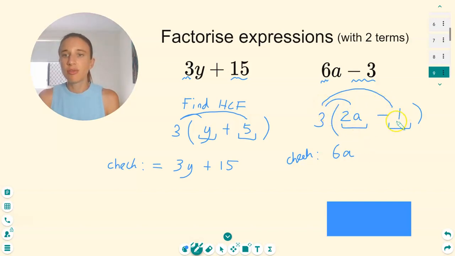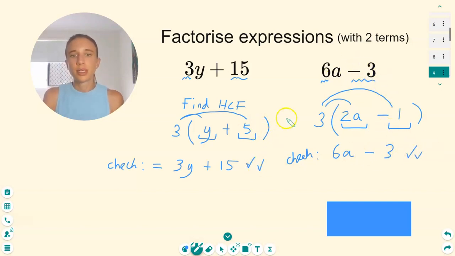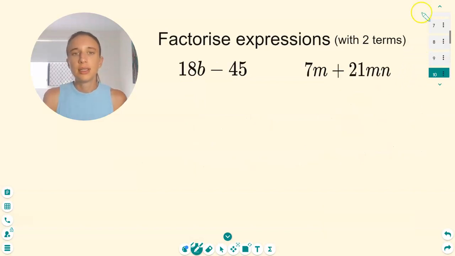3 times negative 1 is negative 3. And we end up with what we started with. So we're all good. But these are our answers. The factorized form has brackets. Okay. Check out this. Let's speed up the pace a little bit.